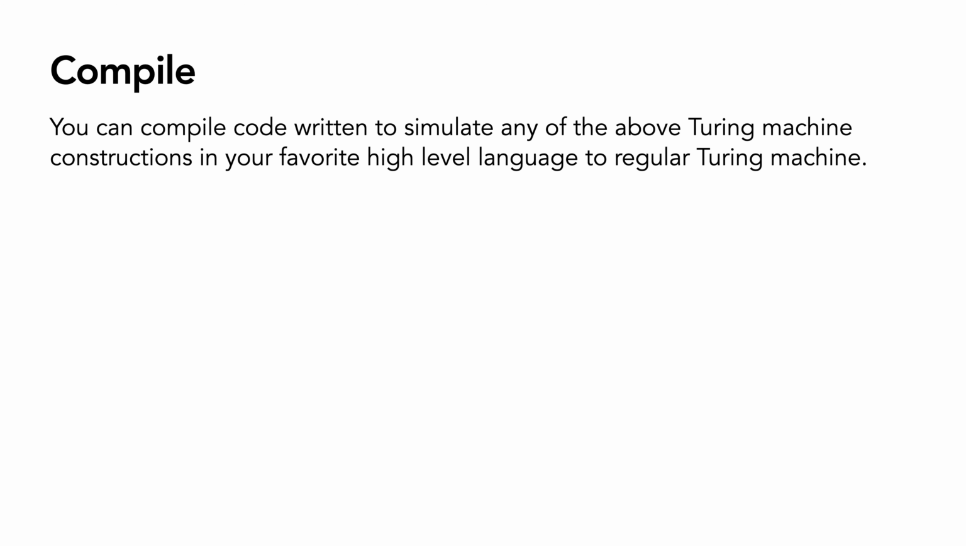Another way to view this might be as compilation. That if you wanted, you could probably write code to simulate one of these more advanced Turing machines on your own in whatever your favorite high-level programming language is. And then, as we've seen in lecture, there are ways to take that code and compile it down to instructions that could work on a normal Turing machine. So, advanced Turing machine to code to regular Turing machine. Clearly, we could run them there as well.